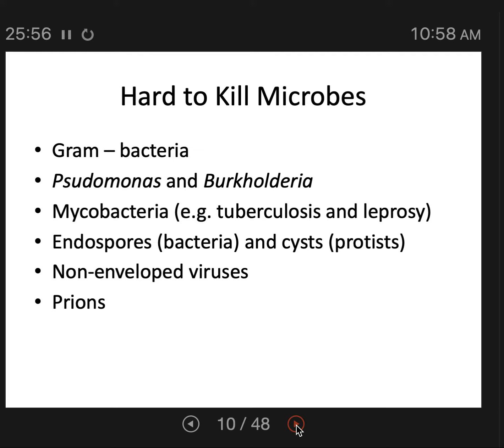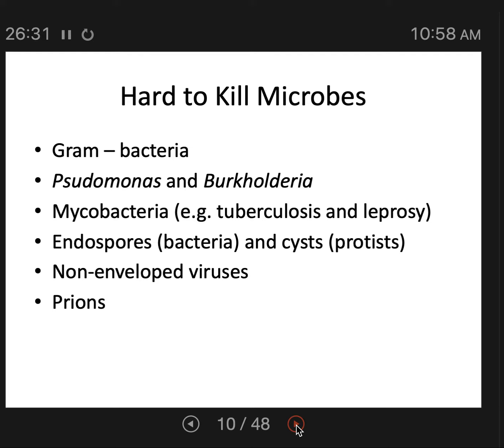So in this list, we have gram-negative bacteria. We have two genera of bacteria, Pseudomonas species and Burkholderia species. They are both gram-negative bacteria, but they've got some extra bells and whistles, which makes them even harder to kill than normal gram-negative bacteria. Mycobacteria, like the pathogens that cause tuberculosis and leprosy. Mycobacteria are not gram-positive or gram-negative. They're something completely different, and they're very hard to kill.